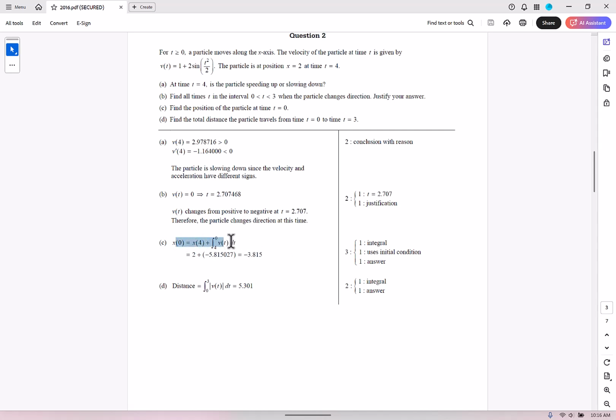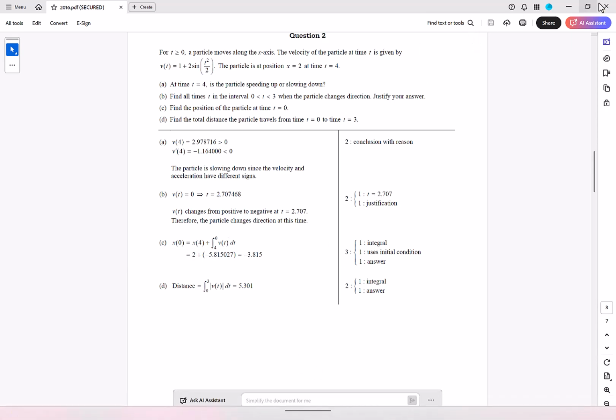Letter C, they wrote what we wrote. Yeah, hopefully this is automatic for you. And we got negative 3.815. They gave you 3 points: integral, use the initial condition, and answer. So if you don't use your initial condition, but you did the integral, you got a point. That's cool. And then letter D, 5.301, straightforward. So yeah, this one was just pretty straightforward, I thought. What do you guys think? Not bad, right? Okay, so hopefully we're getting better.